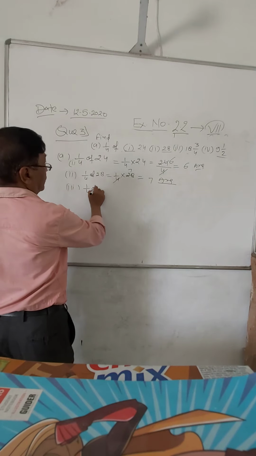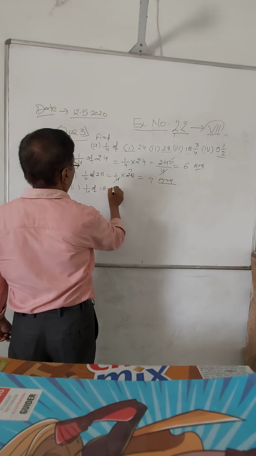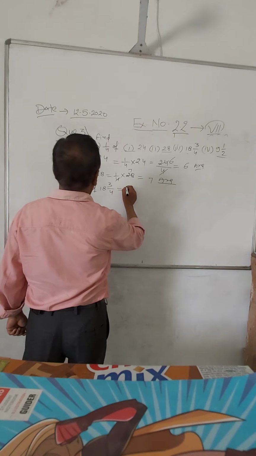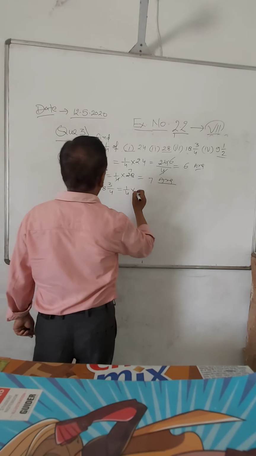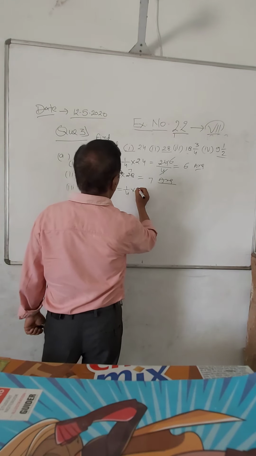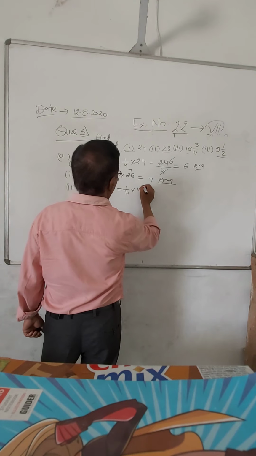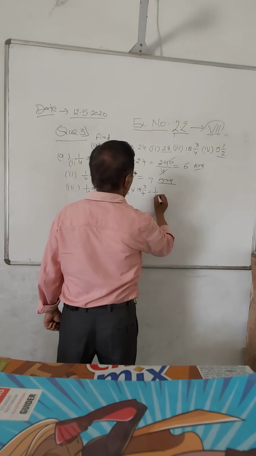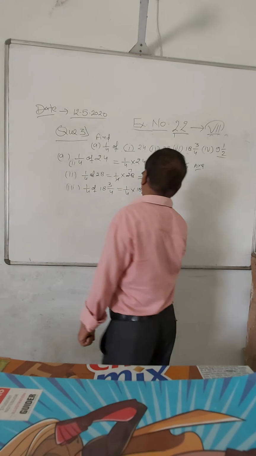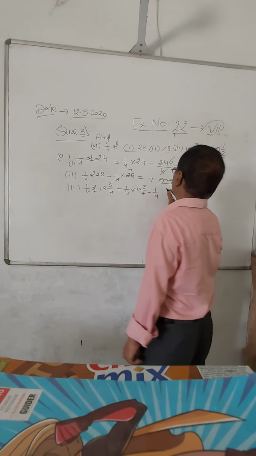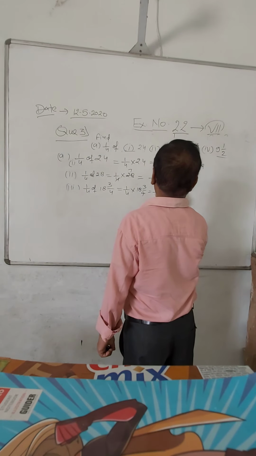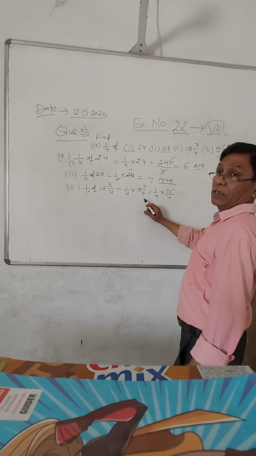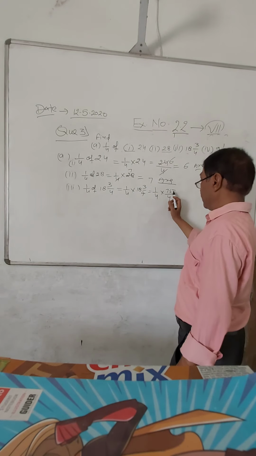Third, 1/4 of 18 whole 3 by 4 is equal to 1/4 multiplied by 18 whole 3 by 4. Again, 4 eights are 72 plus 3 is 75, 75 upon 4. So 18 fours are 72 plus 3, 75 upon 4.